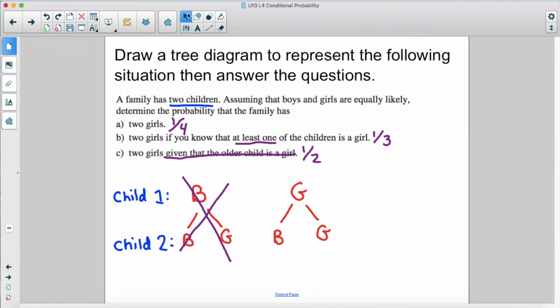Okay? Notice what we did in this problem is the total outcomes, so the denominator, was limiting each time because of the restrictions that the problem gave us. In this one, it said that at least 1 had to be a girl, and in part C, it said given the older child is a girl. So they were limiting our total outcomes.